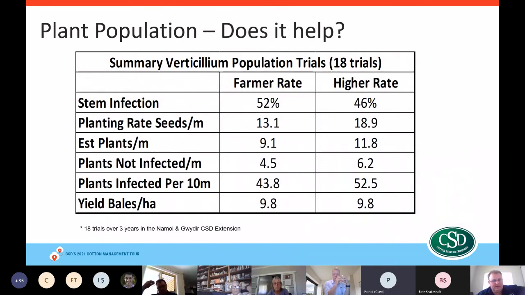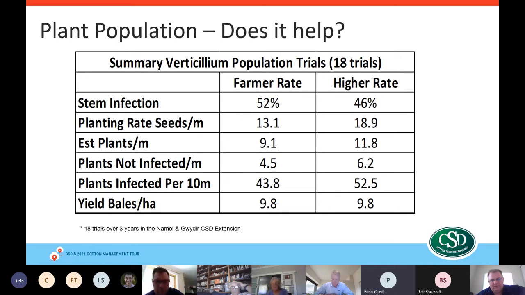Plant population. We've done trials over a 3-year period now. This stems from work that was done at Texas A&M, where they looked at the incidence of disease using a high plant population. Certainly we saw that a higher plant population had less infection levels compared to the farmer's standard rate, which was lower, 52 to 46%. We tried to establish around about 19 plants versus 13 for the lower rate. For some reason, we weren't getting the separation as much with the high rate compared to the farmer rate at 9.1 and around about 12 plants.